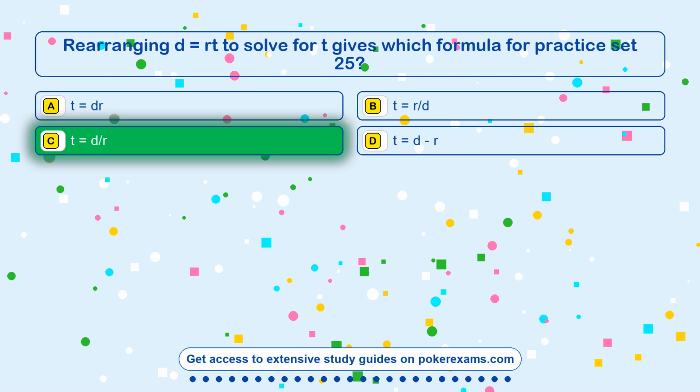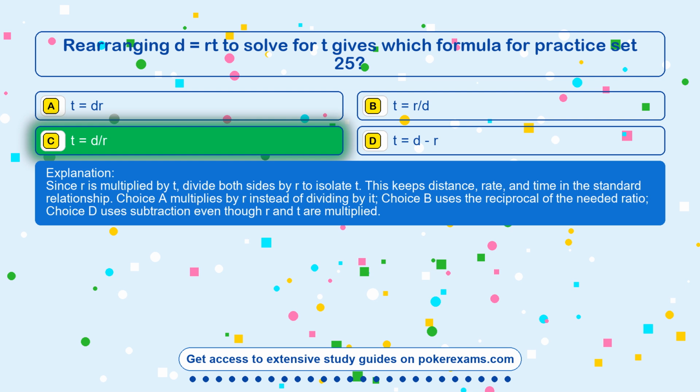The correct answer is option C, t equals d slash r. Since r is multiplied by t, divide both sides by r to isolate t. This keeps distance, rate, and time in the standard relationship. Choice A multiplies by r instead of dividing by it. Choice B uses the reciprocal of the needed ratio. Choice D uses subtraction even though r and t are multiplied.